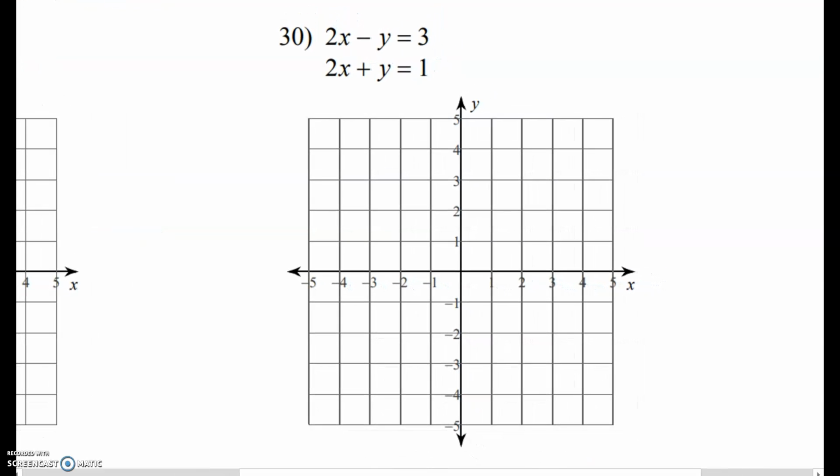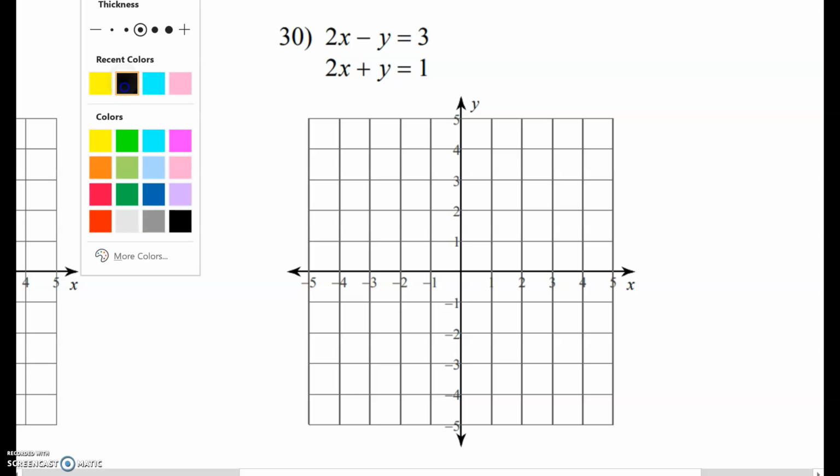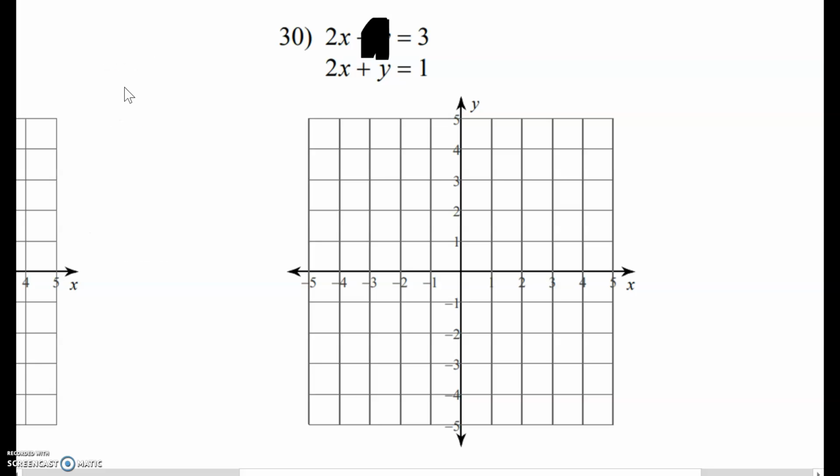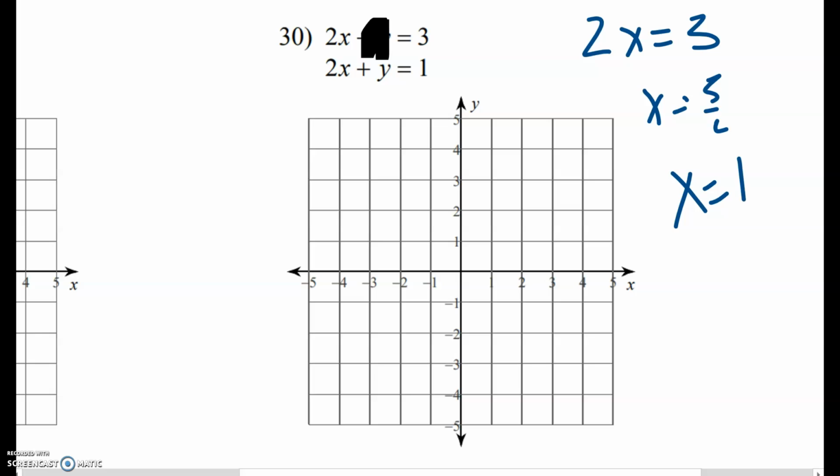If I cover up the y value, I get 2x equals 3. So when I divide both sides by 2, I get 3 over 2. Well, 3 over 2, guys, is 1.5. So I'm going to go where x is 1.5, and I'm going to mark it.